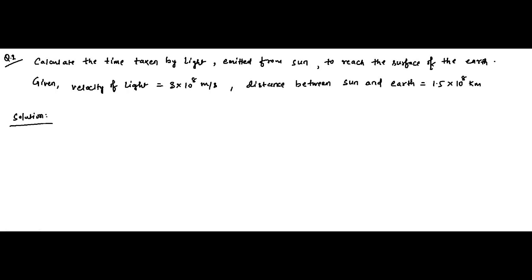It has been given to calculate the time taken by light emitted from the sun to reach the earth's surface. And some data has been given. The velocity of light, as we all know, is 3 into 10 to the power 8 meter per second, and the distance between sun and earth has been given as 1.5 into 10 to the power 8 kilometers. So here again, basic application of the formula of speed.